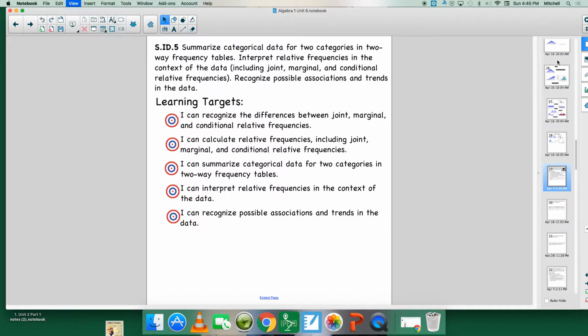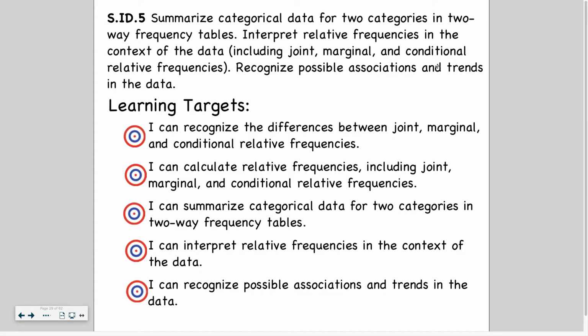All right, we're going to go ahead and finish up the last part of this unit. So if you will turn in your packet to page 15, we'll be able to get started. We're going to be looking at frequency tables, okay?